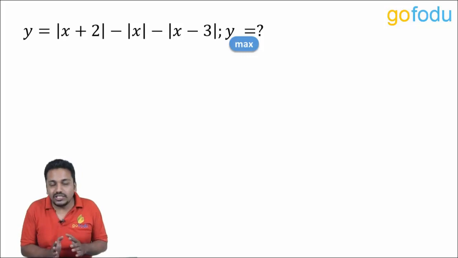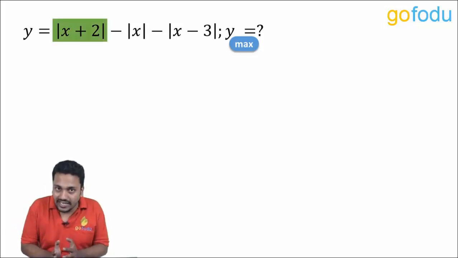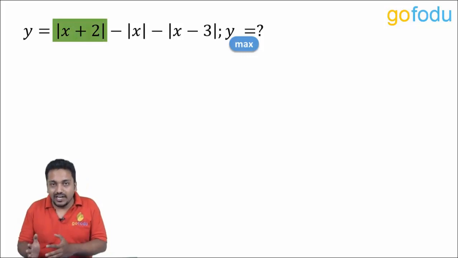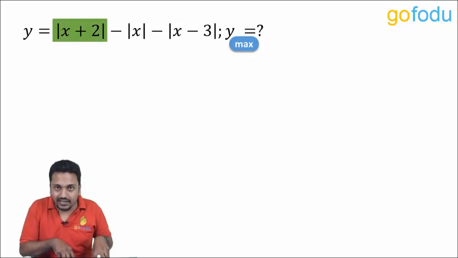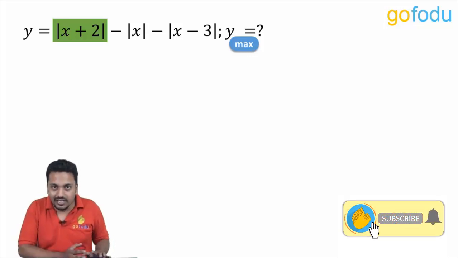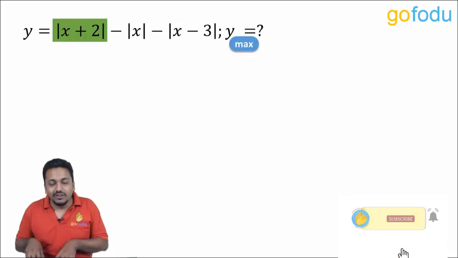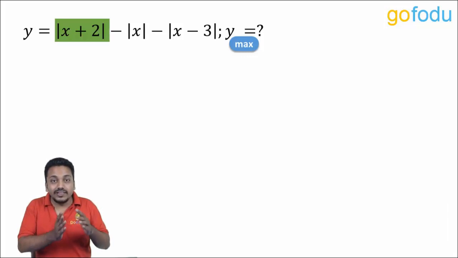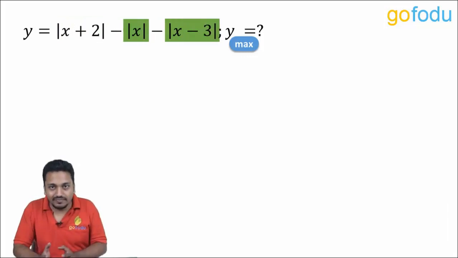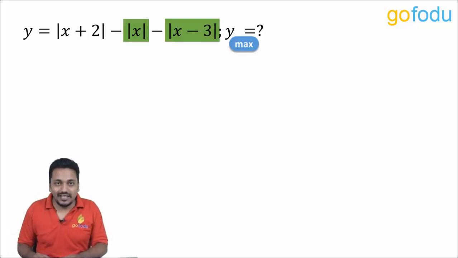Now using the same logic as in the previous question, this |x + 2| is with a positive sign in front. The bigger it is, the bigger will be the value of y. The bigger the value of |x + 2| is, the bigger will be the value of y, right? So there is no point in making this mod 0. So for maxima, we should try to bring down the mods with a negative sign in front of them to 0. So the maxima will occur either at x = 0 or at x = 3. Put these values and check.